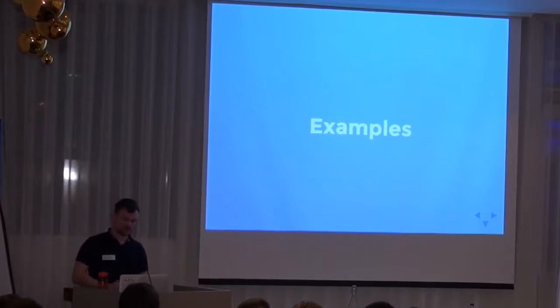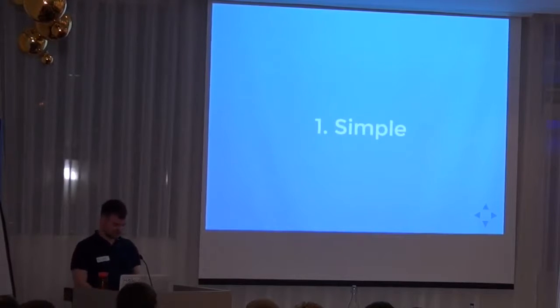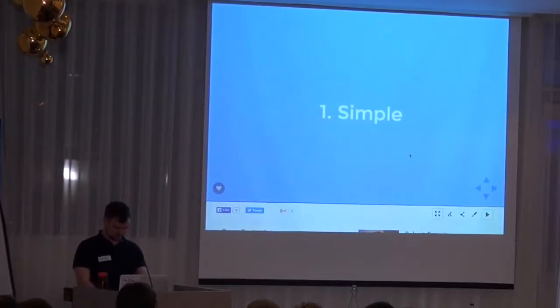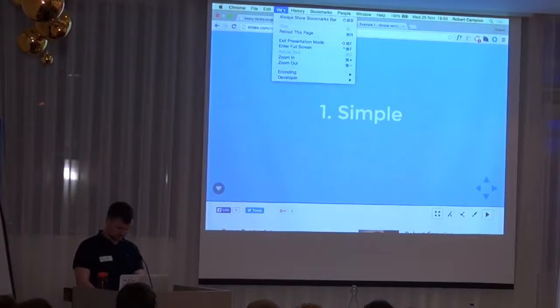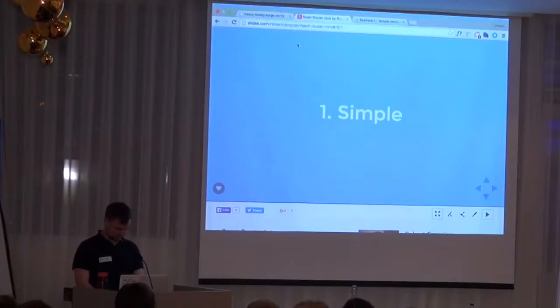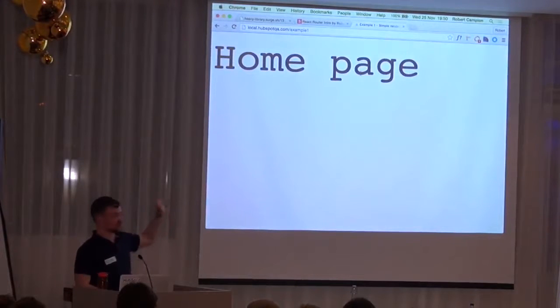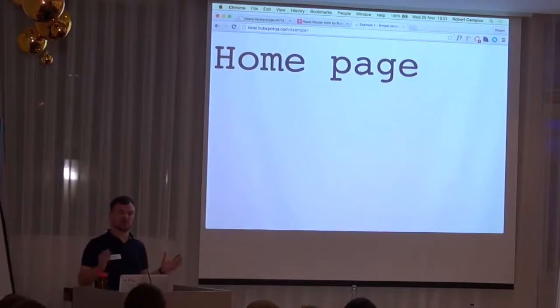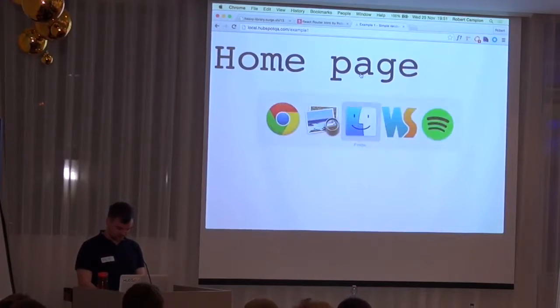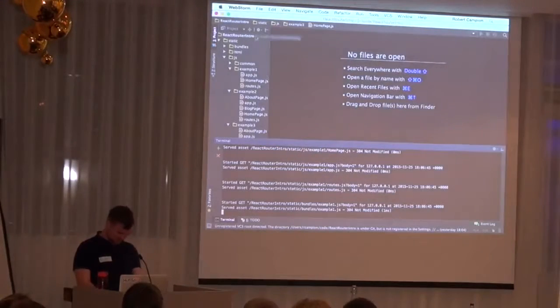So now I'm going to go through examples. The first one is a very, very simple example. I've got an example here, and excuse the UI, I know it looks fantastic, but I just wanted to get the basics of the router in place. So here you can see you've got homepage text being displayed to the user. So how do we get that set up?